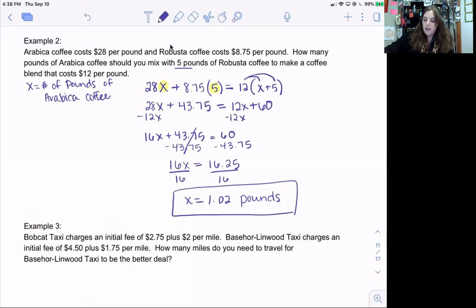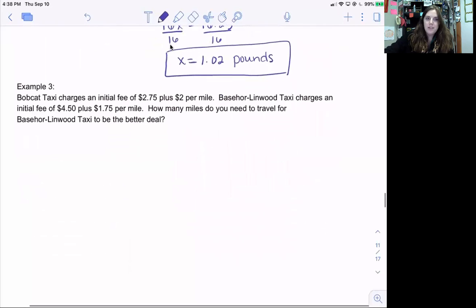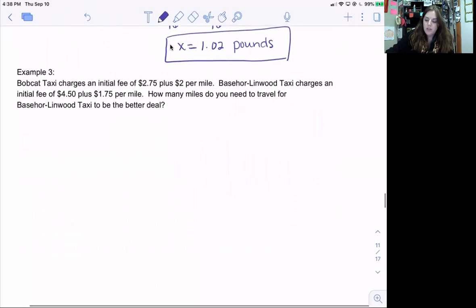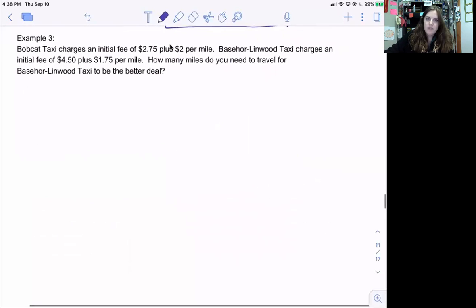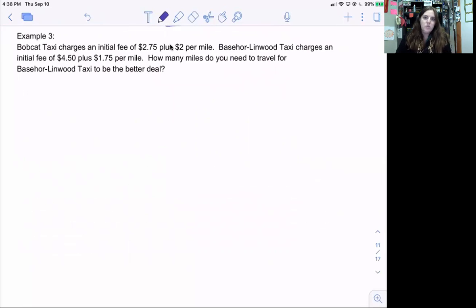All right, and our last example. Bobcat Taxi charges an initial fee of $2.75 plus $2 per mile. Base or Linwood Taxi charges an initial fee of $4.50 plus $1.75 per mile. How many miles do you need to travel for Base or Linwood Taxi to be the better deal? So first thing we need to figure out is when will they be equal?